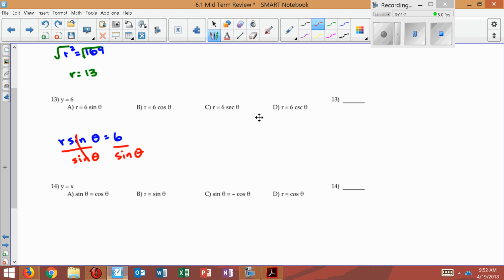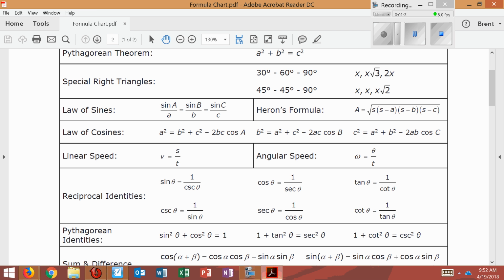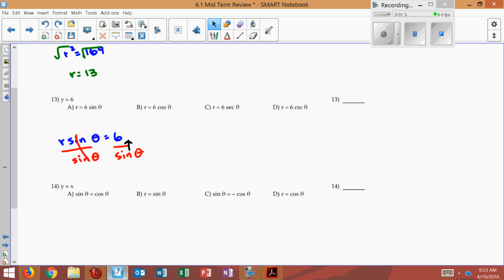I look here, and there's nothing that's a fraction. So with trig, we rarely ever leave a trig function in the denominator. What we do is we use the reciprocal and move sine up. If I go to the formula chart, I can see sine in the denominator is the same thing as CSC in the numerator, or without a fraction. So I can say that r equals 6 CSC theta. So that answer is D. And we'll check this in the graph in a second.